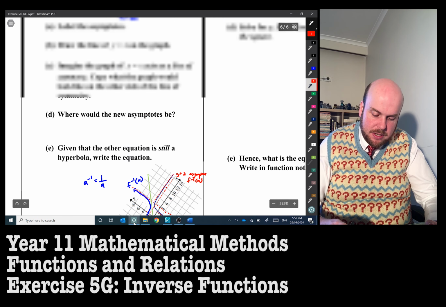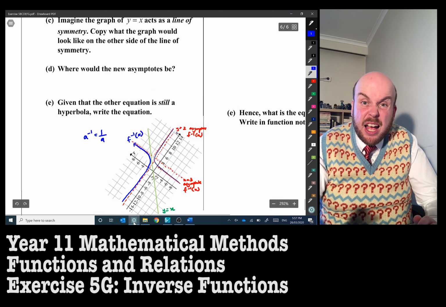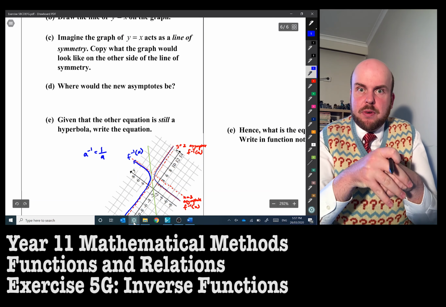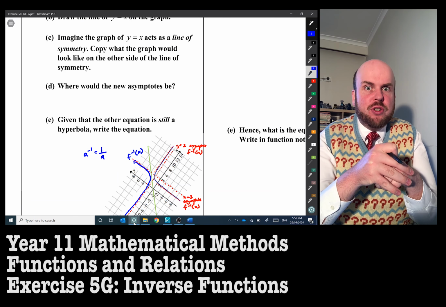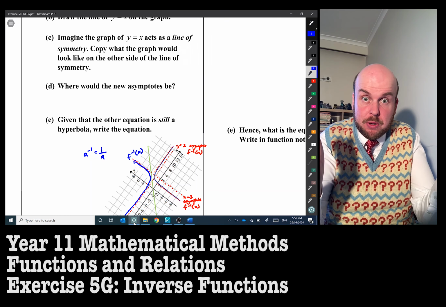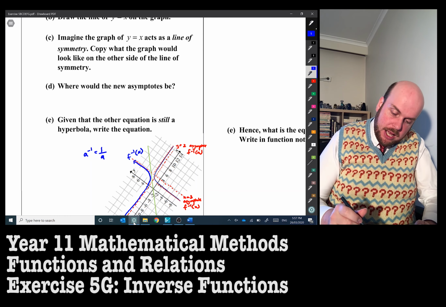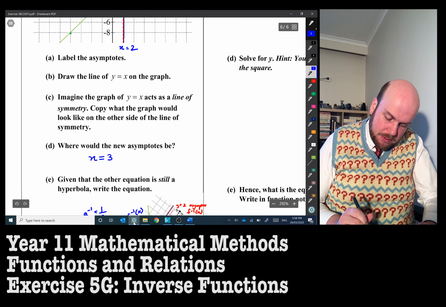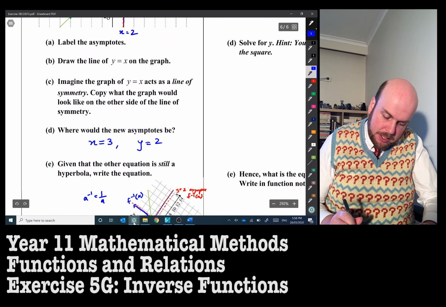So we've imagined it, we've tilted it around, we've drawn it. As a fun fact, there'll be some questions in the textbook where you're expected to draw the inverse. May I suggest tilting it in this way? I just find it so much easier to do so. We have established where the new asymptotes would be, so it'll be at x equals 3, y equals 2.